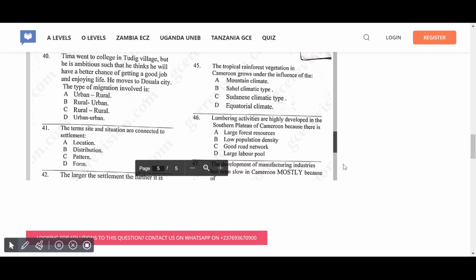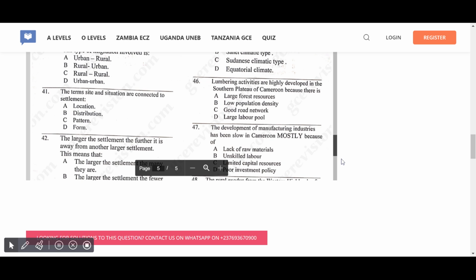Question 41. The terms site and situation are connected to settlement. The answer is A. They are connected to settlement location.